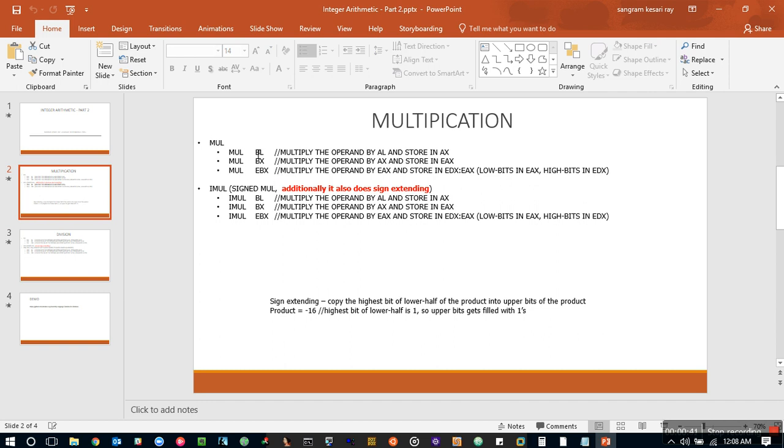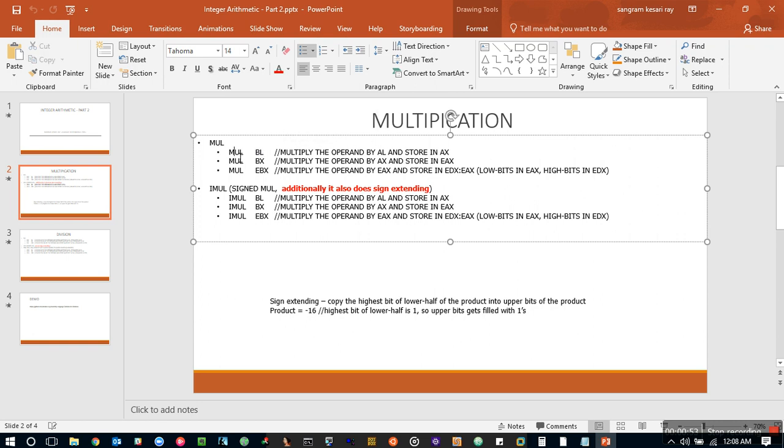So what we do is we store a certain value in the EAX register or the AX register or the AL register, and then we multiply it. Like you can see over here that there is only one operand. This is the opcode and this is the operand. So whatever value is inside the EAX register, this BL is going to be multiplied into that, and the result would be stored in EAX.